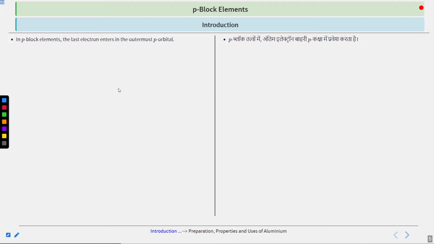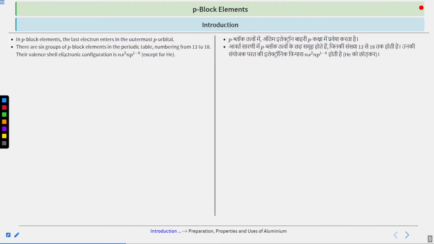So what is a p block element? Basically, in a p block element, the last electron enters the outermost p orbital. This is the way we can define whether a given element is p block or not: by deciding which subshell orbital its valence electron is going to. If it is going to the p orbital, we call it a p block element.